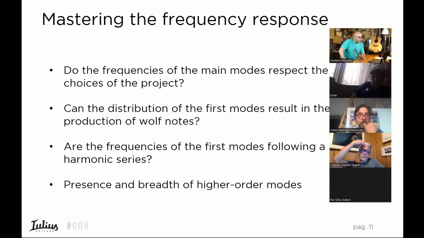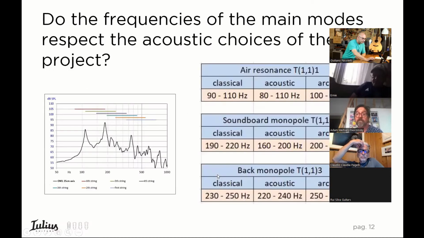The first most important things: the frequency of the main modes, respecting the choices of the project; the distribution of the modes, which can produce Wolf notes; the frequency following harmonic series; and also, do we have higher order modes? So we just have a look in detail at these main points.